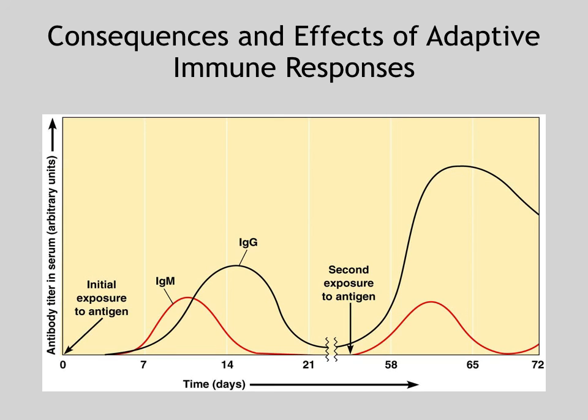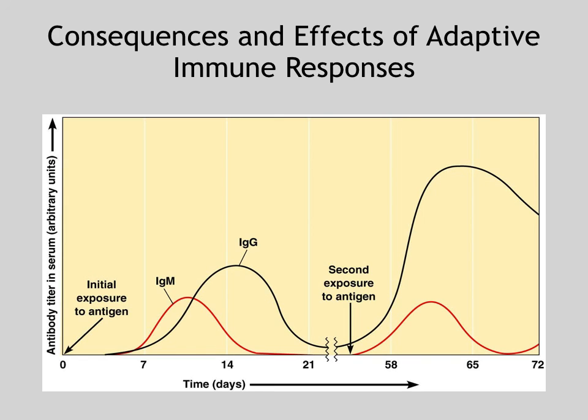You can see that they show up and they are in greater numbers, but we're looking at about a 24 to maybe 36-hour difference. So 24 to 36 hours before IgGs show up on the radar, IgMs are going to be seen. That's initial exposure.